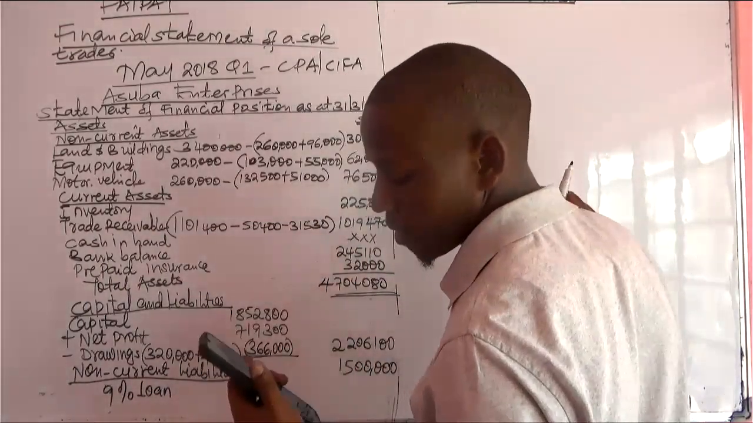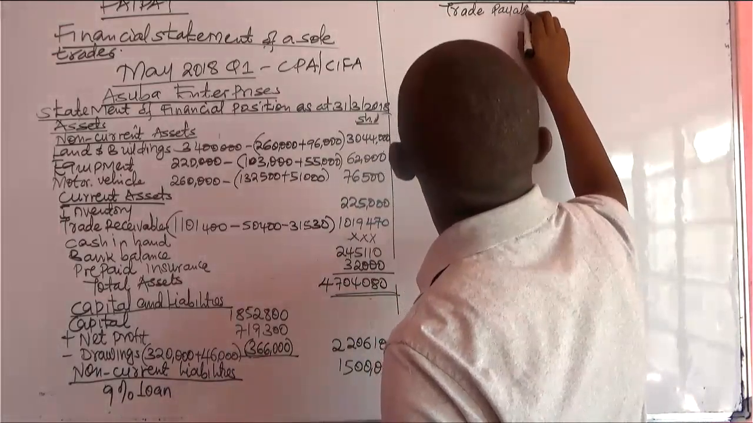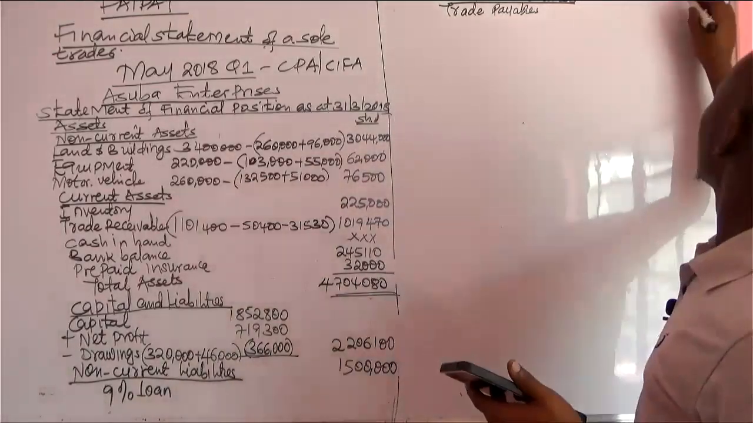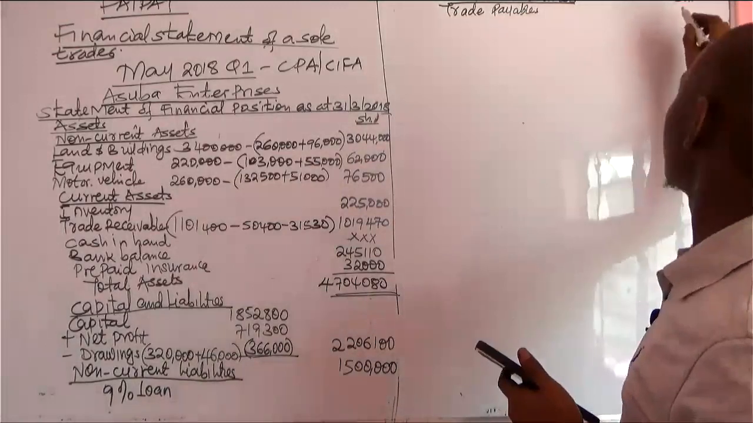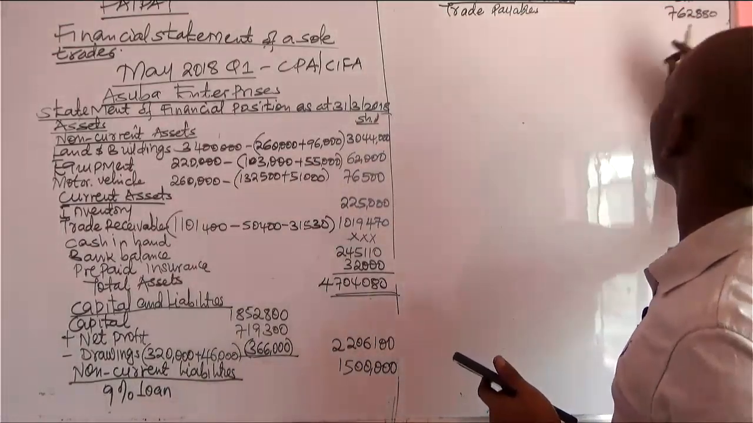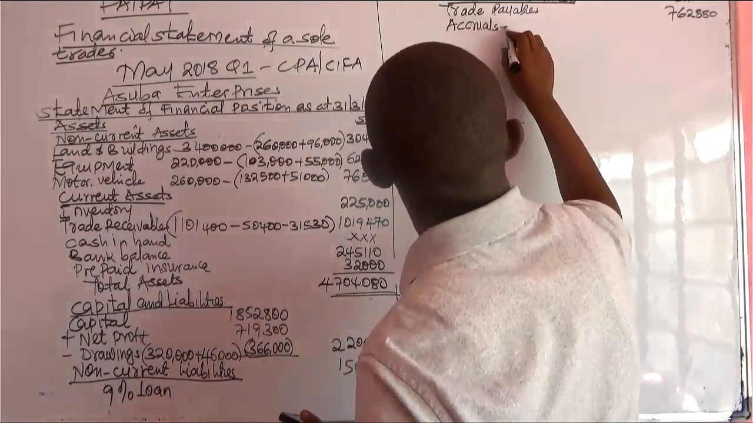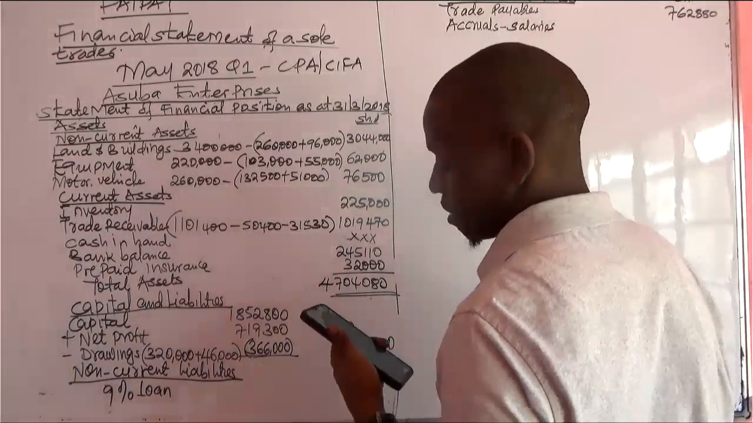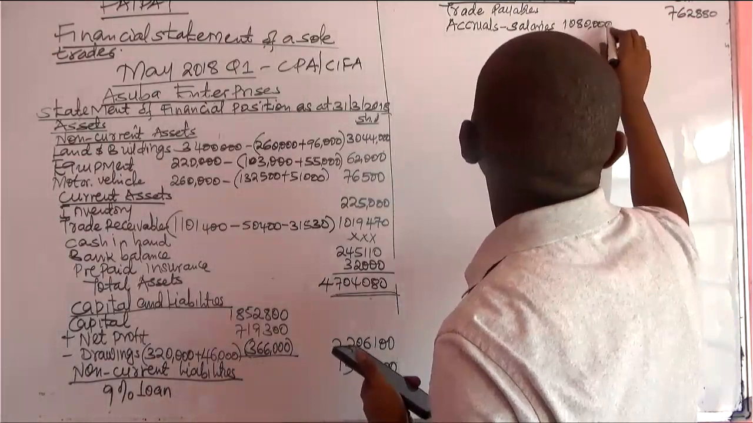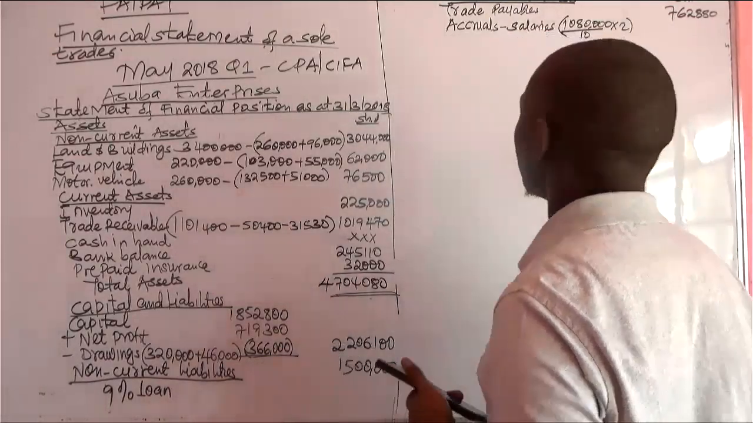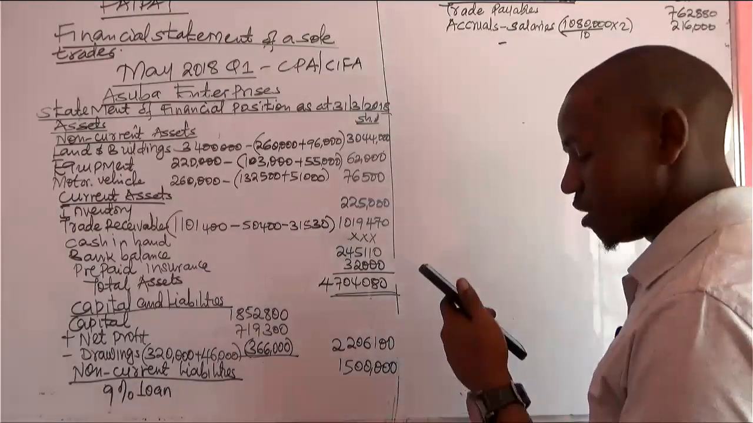So we have the trade payables. Trade payables is of 762,880. There is also the accruals. Accruals are those expenses not paid. And number one was on the salaries. The salaries in this case, what was not paid was of how many? 10 divided by 10, you multiply by 2 months. For 2 months is what was not paid, which is 216.